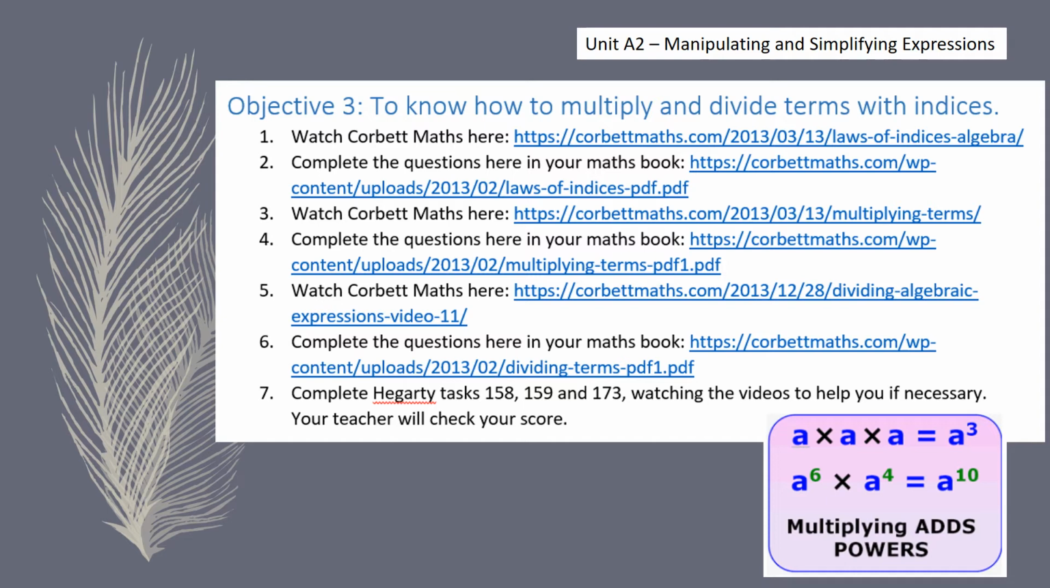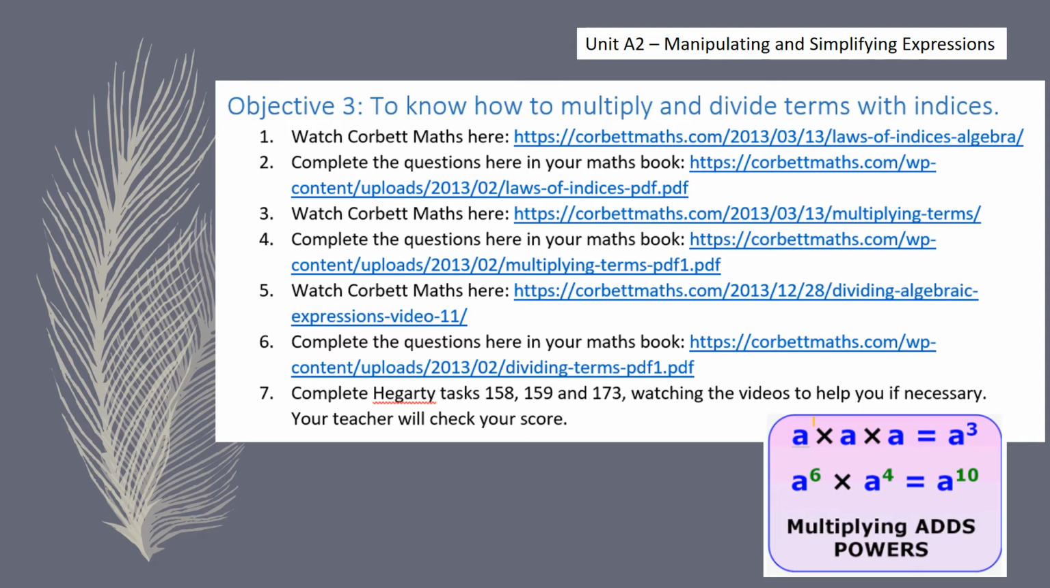If you have a times a times a, that is going to be gathered together to give you a cubed. If you just had a times a, that would be a squared. So a on its own has a power of 1 because there's one of those a's there. So that's why you've got 1, 2, 3 a's. You added those powers to give you the power of 3.